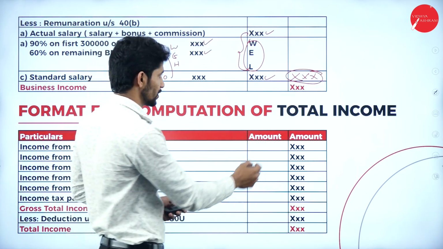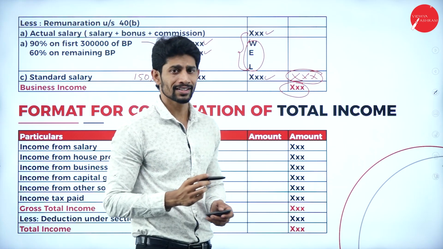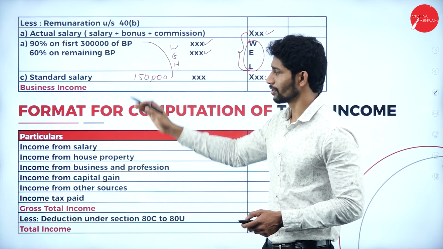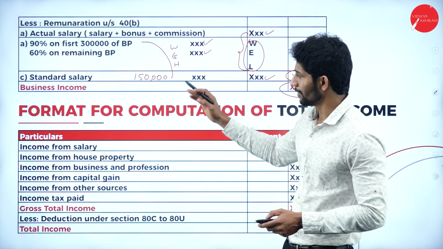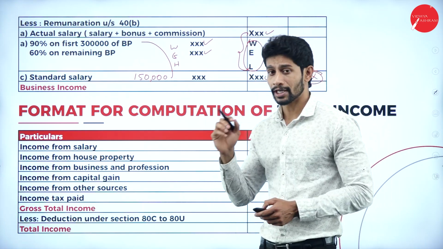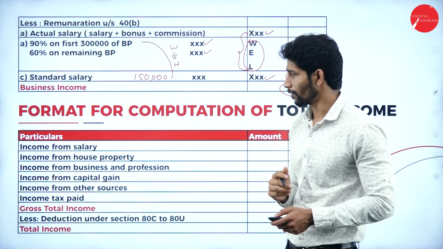The balance you will get here. So this balance is called what? That balance is called actual business income under partnership firm. So you will get the actual business income under partnership firm after deducting the remuneration from book profit.